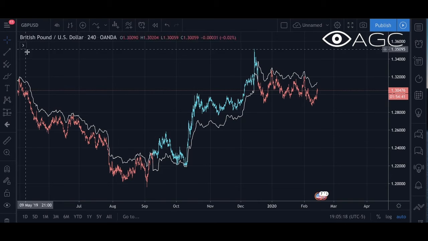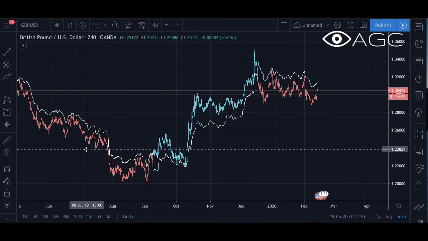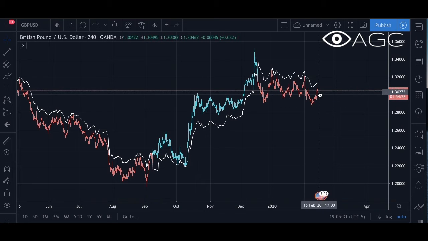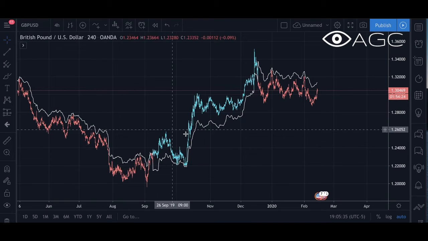Alright, so this is the AG volume indicator. As we can see right now, we're looking at a different forex pair. We're looking at the Great Britain pound to the US dollar on the 4-hour chart, from about May 2019 to our current date of February 13th, 2020.